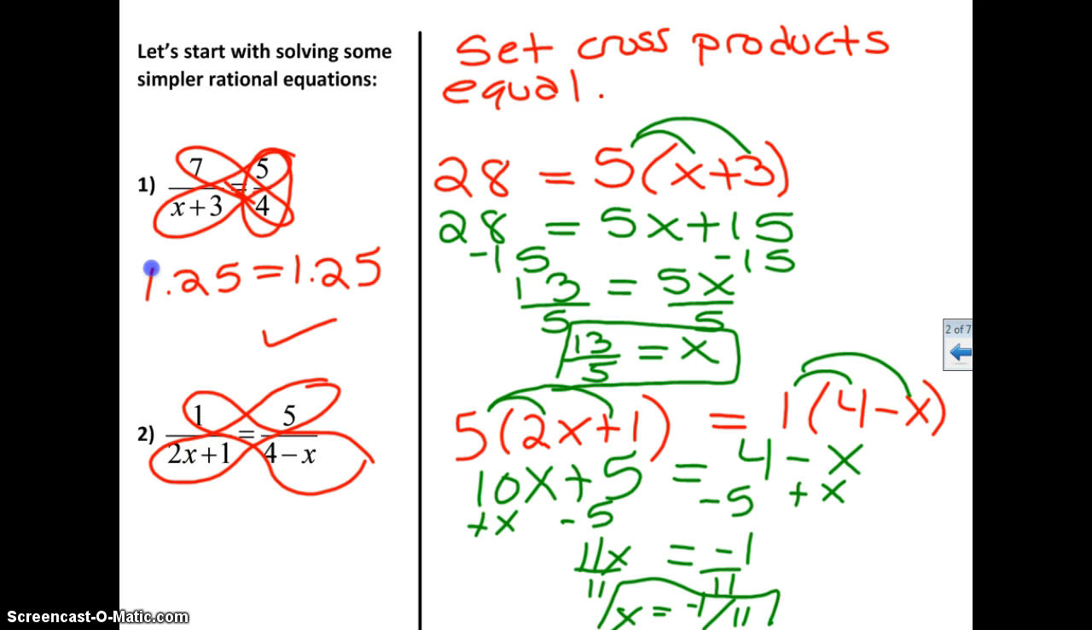All right. Again, if I want to check, I'll take negative 1 over 11, and I'll place that into the x. So 2 times negative 1 over 11 plus 1. That should be equal to 5 divided by 4 minus negative 1 over 11. Okay? If those work out, then I know I did my problem correctly.